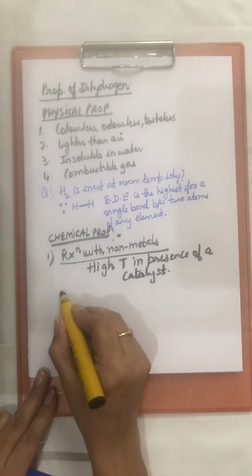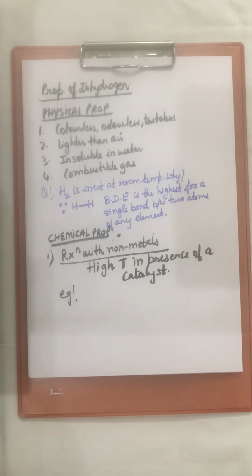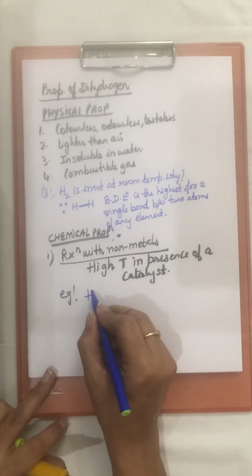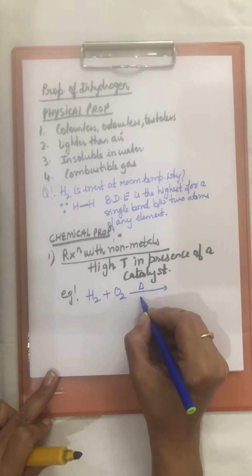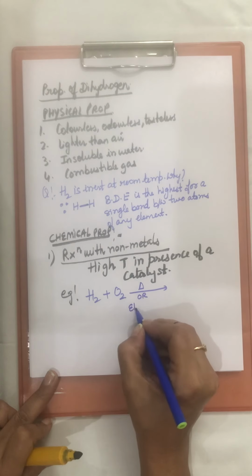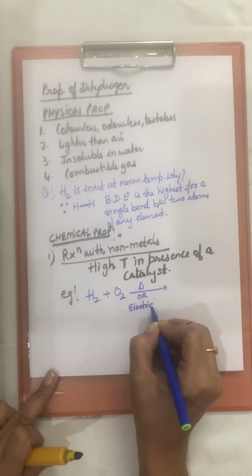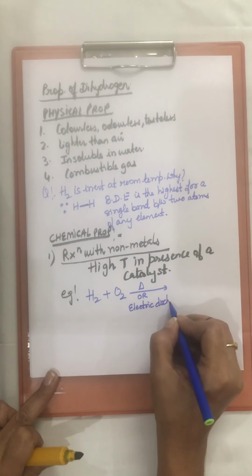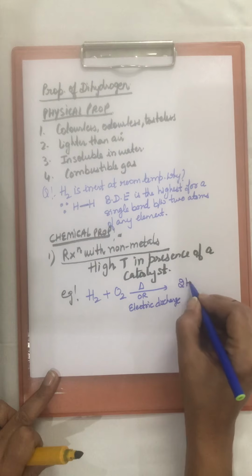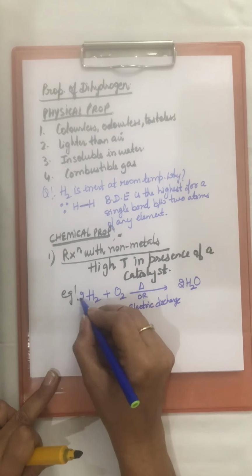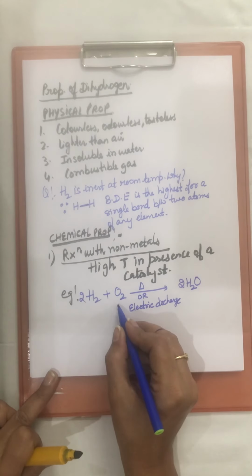For example, hydrogen reacts with oxygen, but on heating or when electric discharge is passed through the mixture of hydrogen and oxygen, they combine to form water. So hydrogen reacts with the non-metal oxygen.